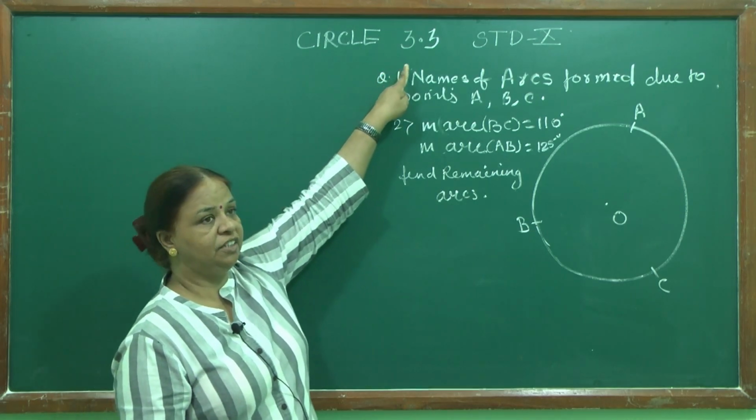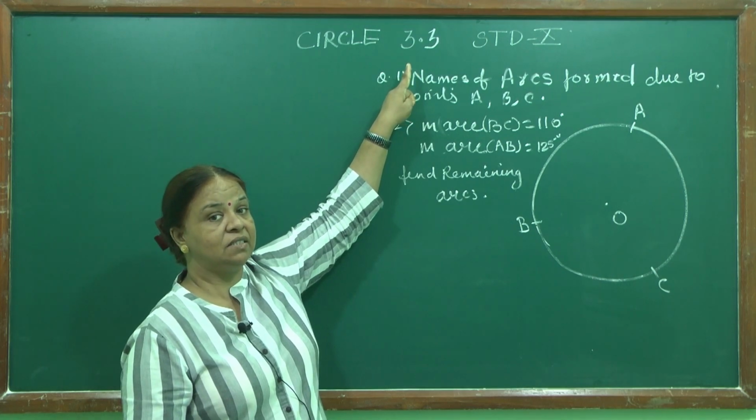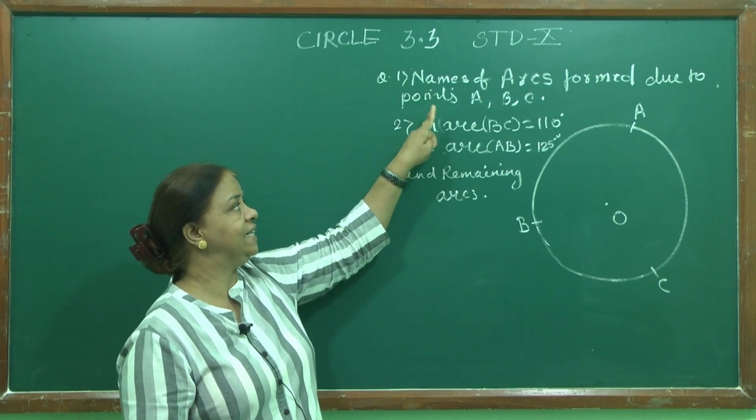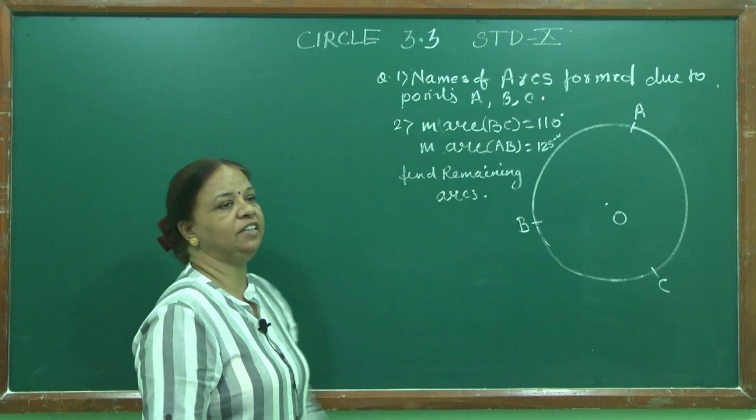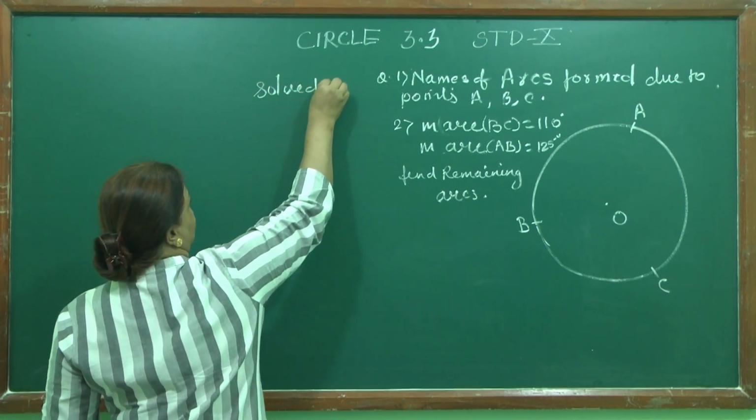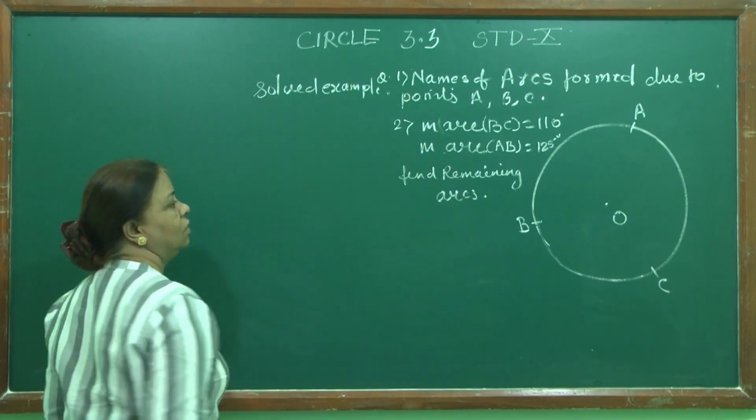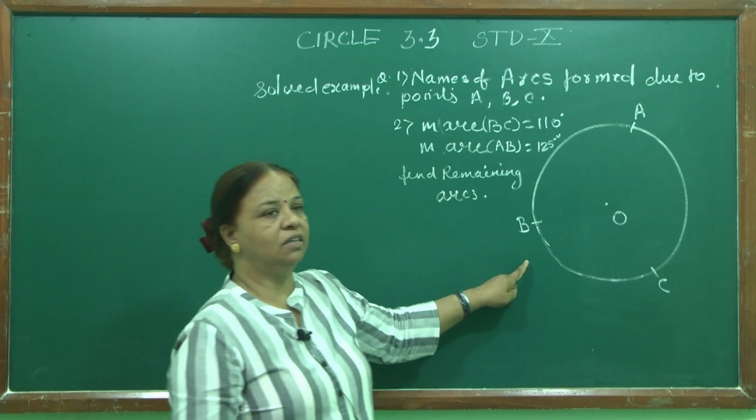Children, before we begin solving exercise 3.3, we will first discuss the solved examples before 3.3. This is the solved example of your textbook. You can see one figure here.